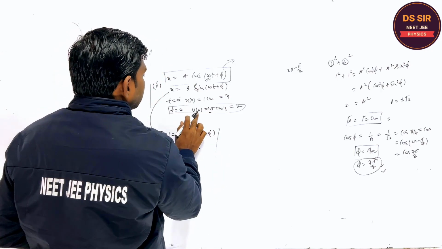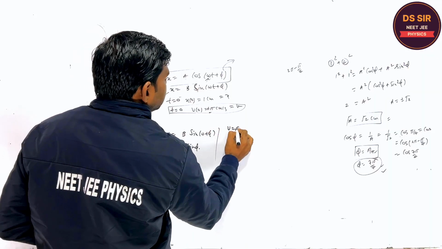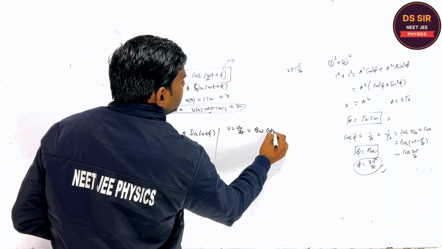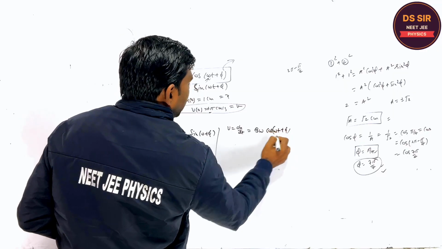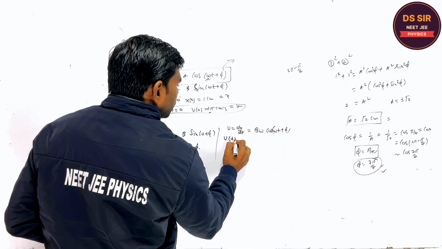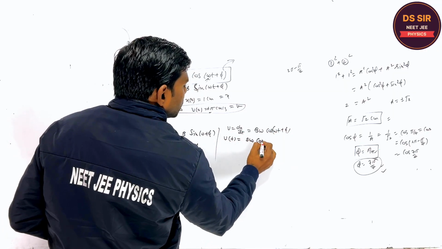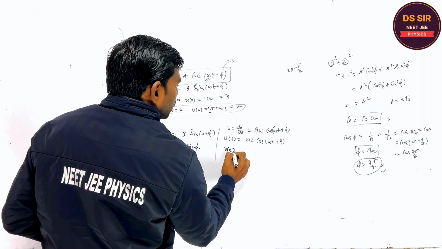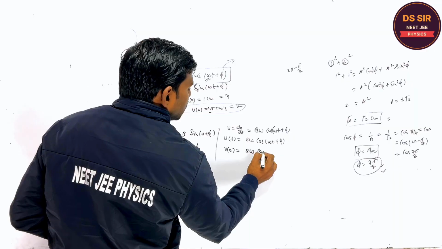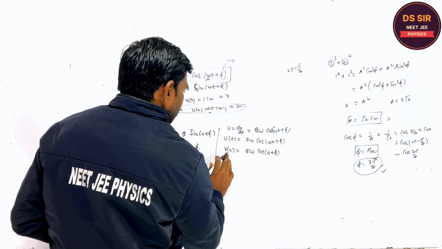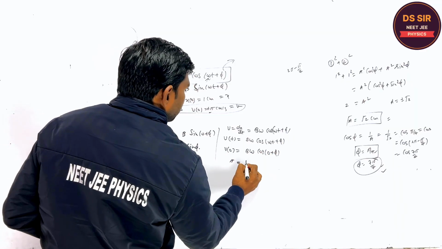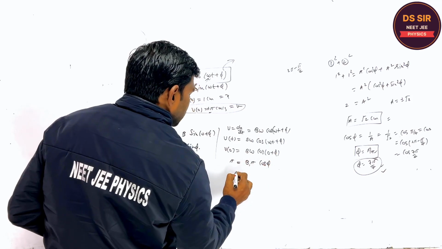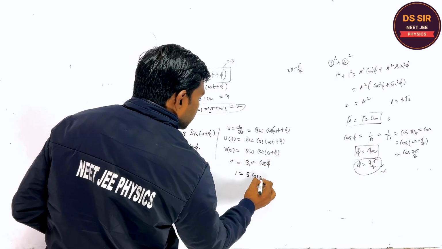And another thing, the velocity, dx upon dt is equal to b omega cos omega t plus phi. At t is equal to 0, the velocity is b omega cos 0 plus phi, and it is pi. Omega value is pi, so pi is equal to b pi cos phi. So 1 is equal to b cos phi, right?